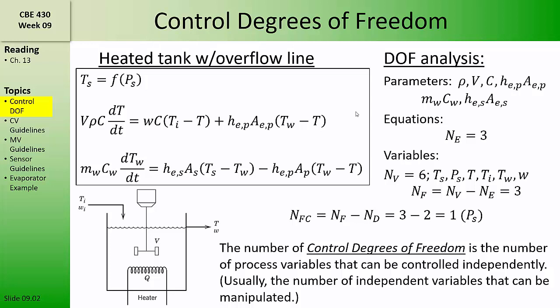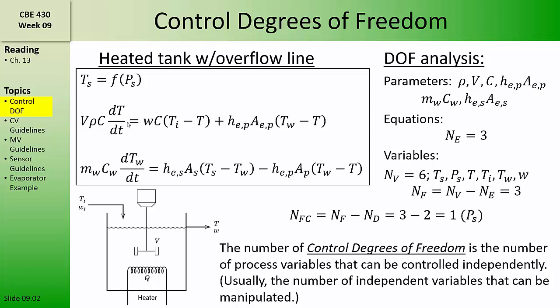What does it mean here that we have only one control degree of freedom? What it means is that only one of our 3 output variables, Ts, T, and Tw, can be controlled independently using our one manipulated variable, the steam pressure. If we choose, for example, we could use the steam pressure to control the steam temperature.